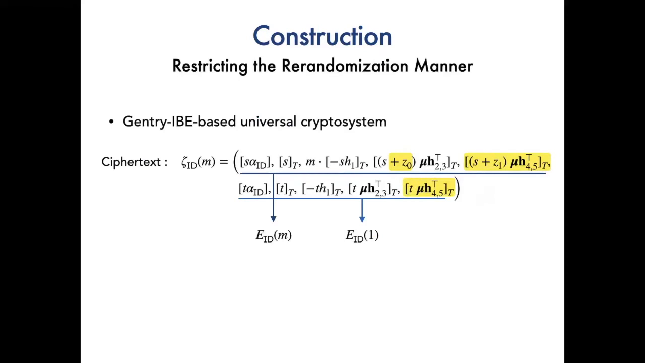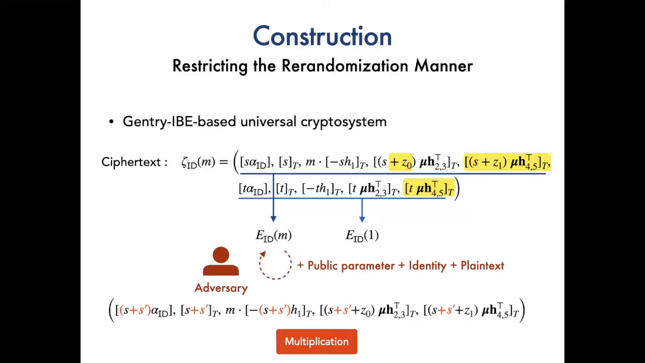To defend against the previous attack, we introduce extra components in the validity checking part of both strands and perturb the randomness S in strand EID_M with C0 and Z1. However, the adversary is still able to re-randomize EID_M by performing multiplication with the public parameter, identity, and plaintext.